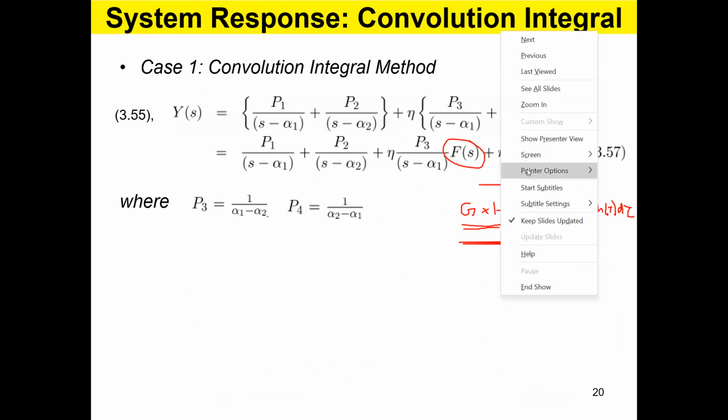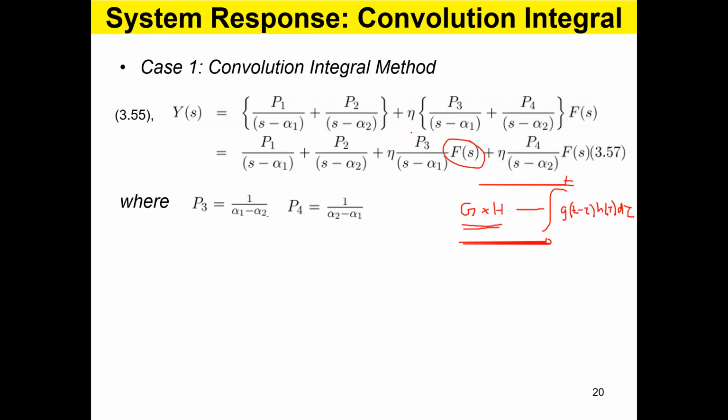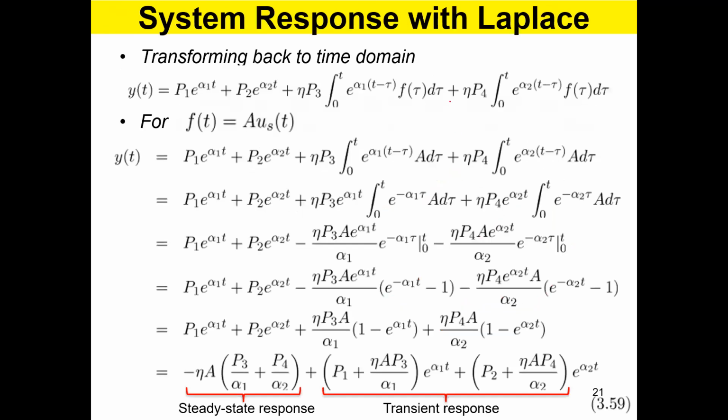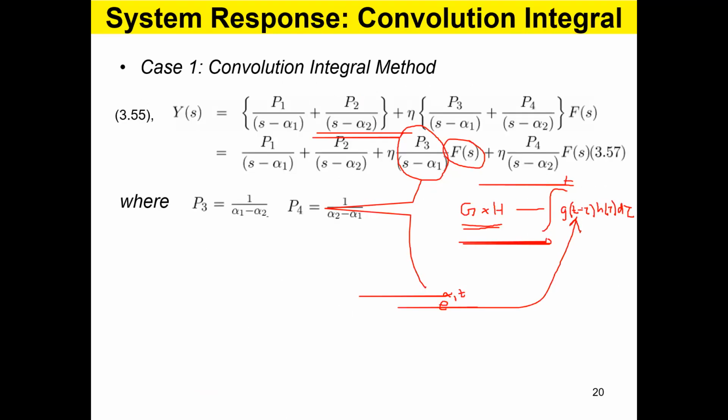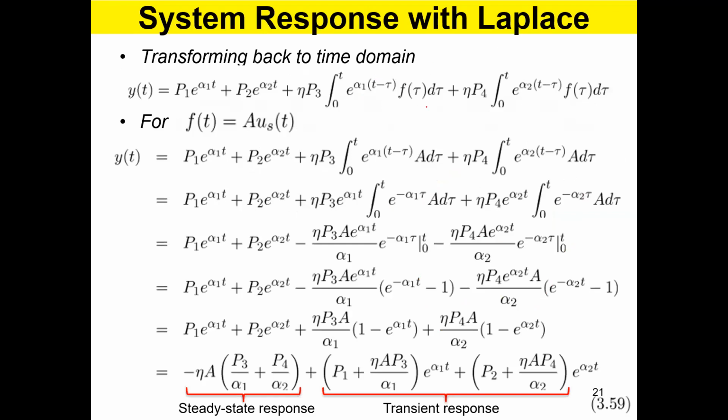Right. So let me take this part here as one of the functions, and I know that in time domain this is equal to e to the alpha 1 t. So I bring it over here and I write e to the alpha 1 (t minus tau), okay? The other one is F(s), so I just write it as f(t). In this particular case, the integration is with respect to tau, not t. So it is f(tau) d tau.